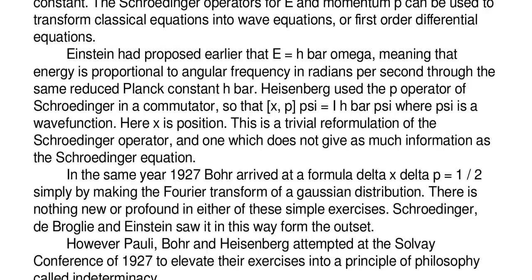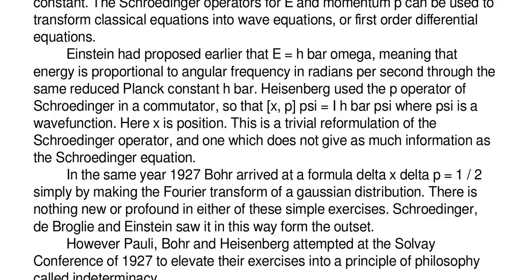Einstein had proposed earlier that E equals h bar omega, meaning that energy is proportional to angular frequency in radians per second through the same reduced Planck constant h bar. Einstein had also deduced the relativistic expression for energy E.